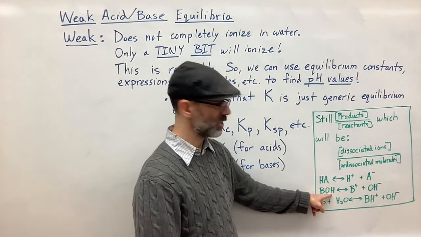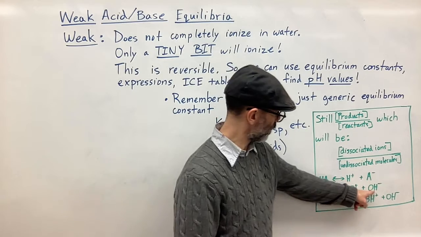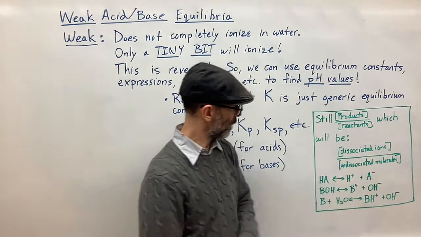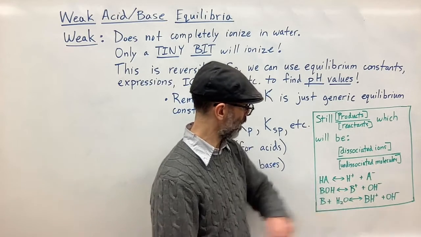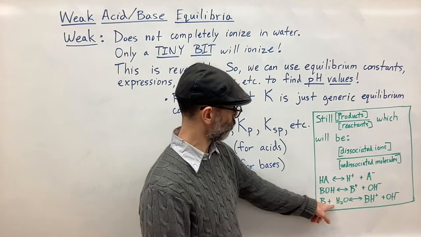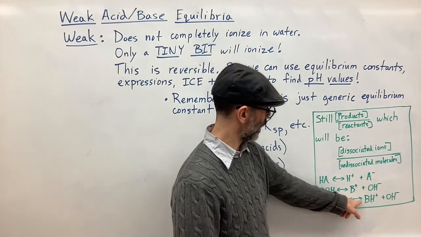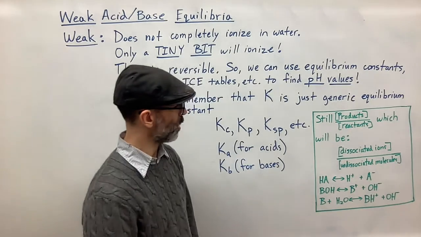And then you could say the same thing for your weak base. You can have a weak base with a hydroxide ion in it. That's going to break apart into the hydroxide ion and the base that's left over, the metal ion. Or you could have a base like ammonia reacting with water to form BH plus and leaving the OH minus from the water.